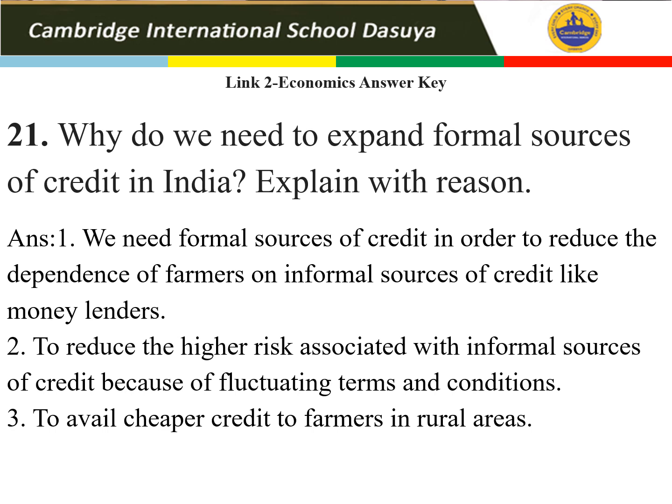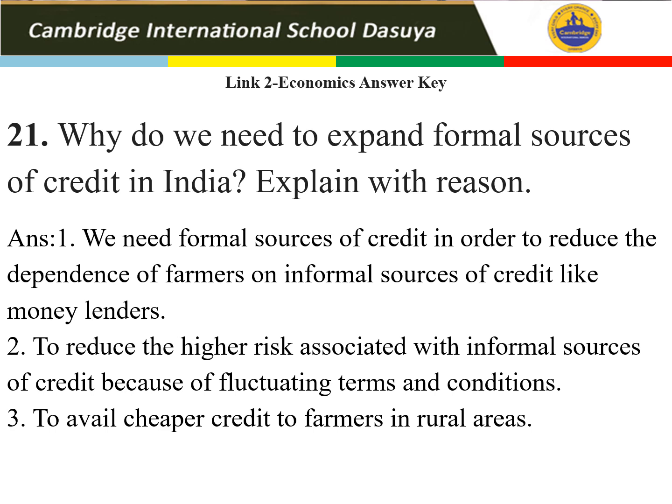Next is to reduce the higher risk associated with the informal sources of credit. As you know, there are fluctuating terms. वो कुछ कहते हैं, कुछ करवाते हैं, अंगूठा लगवाते हैं और उनको लूट लेते हैं. So with this point, to reduce the higher risk associated with the informal sources of credit because of fluctuating terms and conditions, ठीक है? So we need to expand the formal sources of credit. Next is to avail cheaper credit to farmers in rural areas. So इन सब चीजों के लिए हमें क्या करना होता है? That is, we need to expand the formal sources of credit.